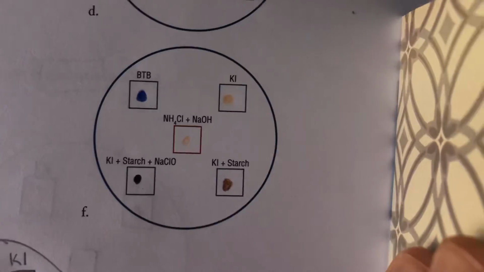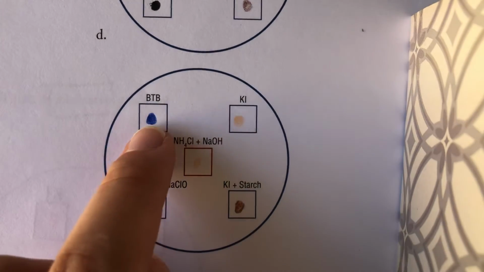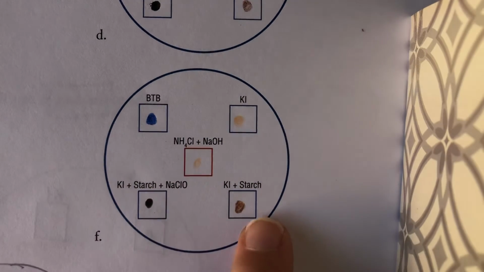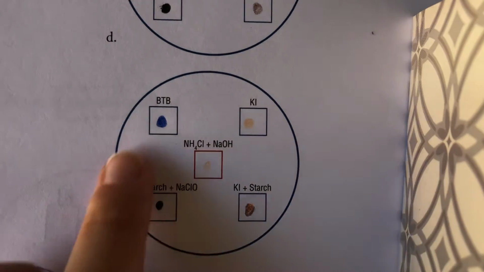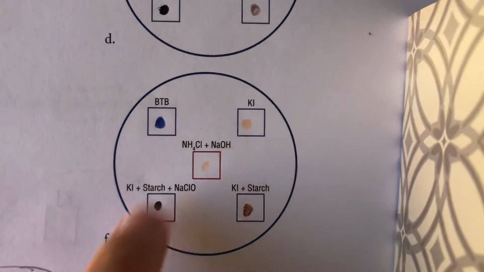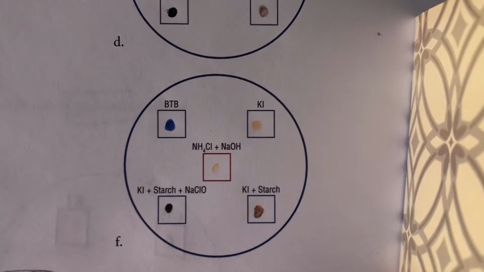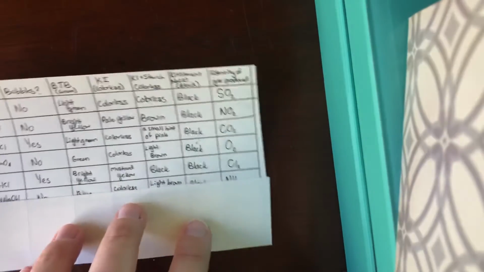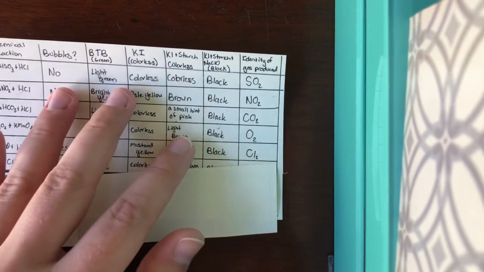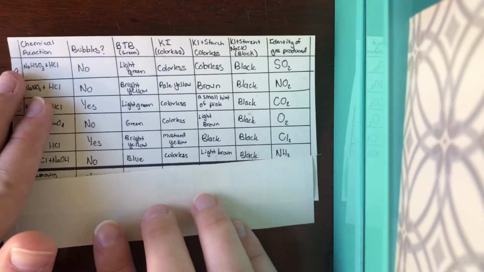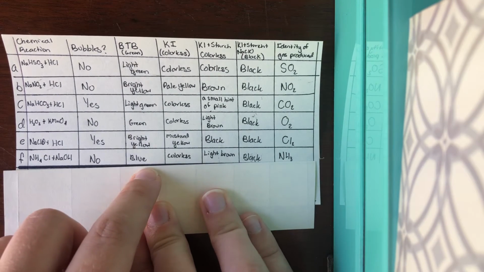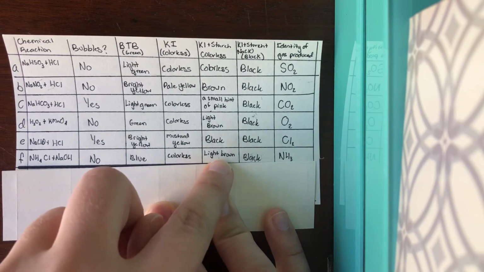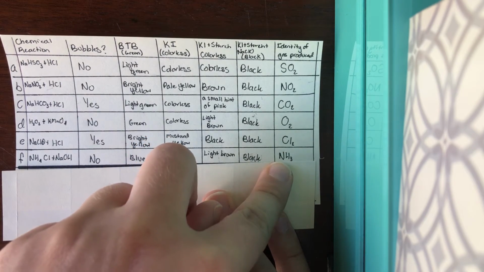For F, we have a blue BTB and a brown KI plus starch. There isn't a lot of color change in the other two, and then this one is just a colorless solution. So for those first reactions, we would list that information in the chart that we would have created. For our last one, we know that there were no bubbles. It was blue here, colorless, light brown, black, and then this is the gas it produces.